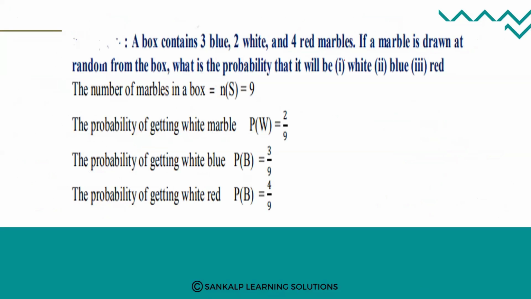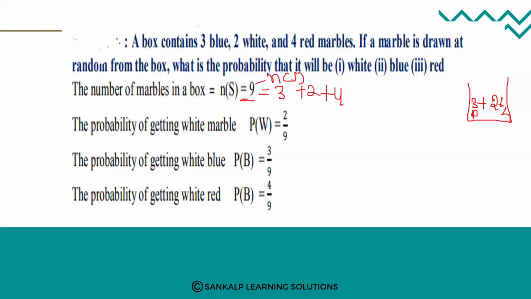A box contains 3 blue, 2 white and 4 red marbles. If a marble is drawn at random from the box, what is the probability that it will be white, blue and red? So total number of marbles. How many marbles are there in the box? Okay. So here 3 blue marbles plus 2 white marbles plus 4 red marbles. That means 3 plus 2 plus 4. So 6 plus 3, that is 9. 9 is the total number of outcomes, that is n of s.